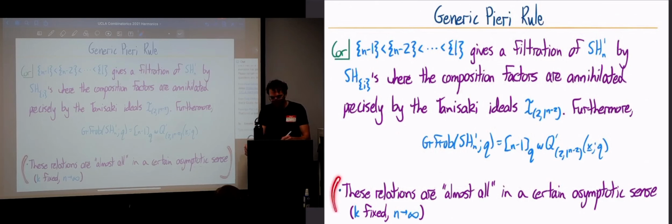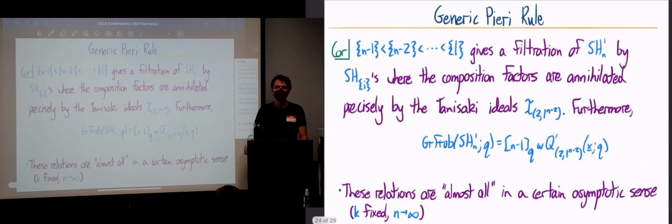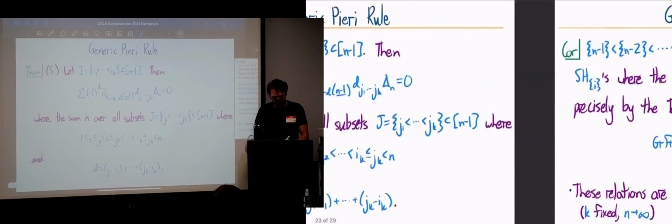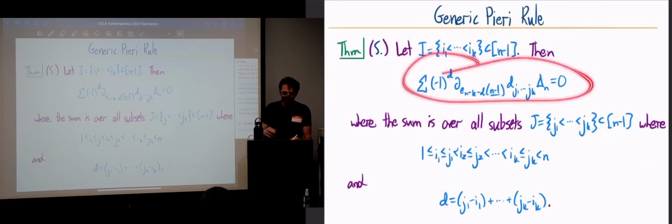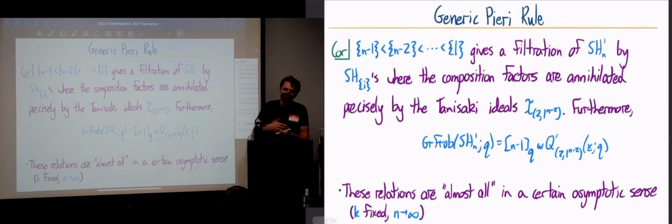And so actually, I was led to analyze this particular case from more or less probabilistic reasoning. So it turns out that if you fix the theta degree and let n go to infinity, you can sort of ask yourself what fraction of alphas are of the form that this relation is the only extra generator of the Tanisaki ideal. And it turns out that the generic Pieri rule in an appropriate asymptotic limit does give you fraction 1, probability 1 of those. So in some sense, the generic Pieri rule should give like most of the necessary relations.